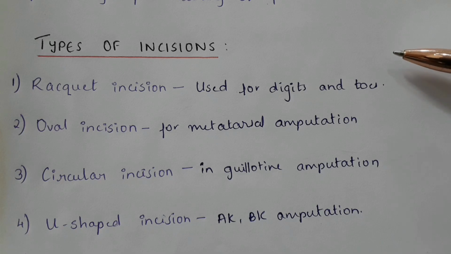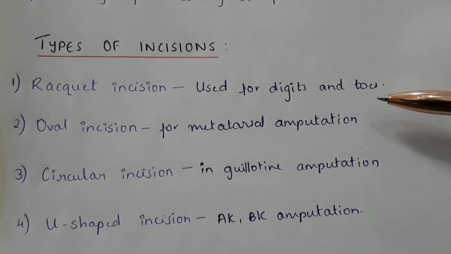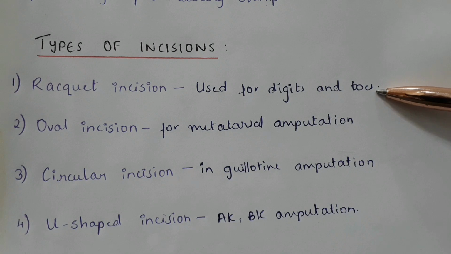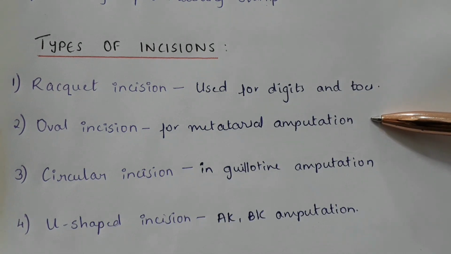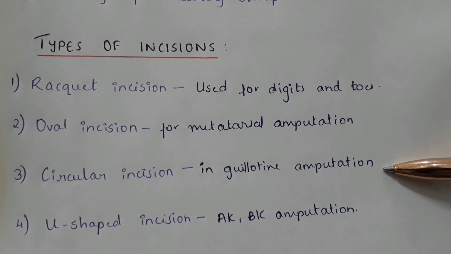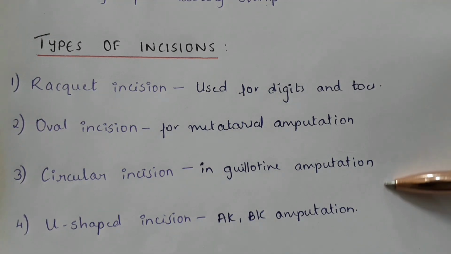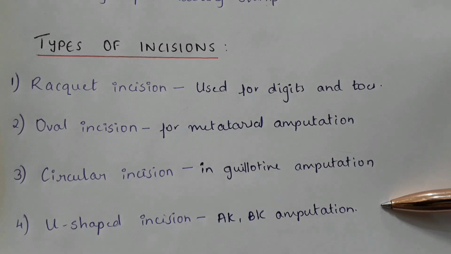Different types of incisions. The first one is racket incision, which is used for digits and toes. Oval incision, which is done for metatarsal amputation. Circular incision, done in case of guillotine amputation. U-shaped incision in case of above knee, that is AK, and below knee, BK, amputation.